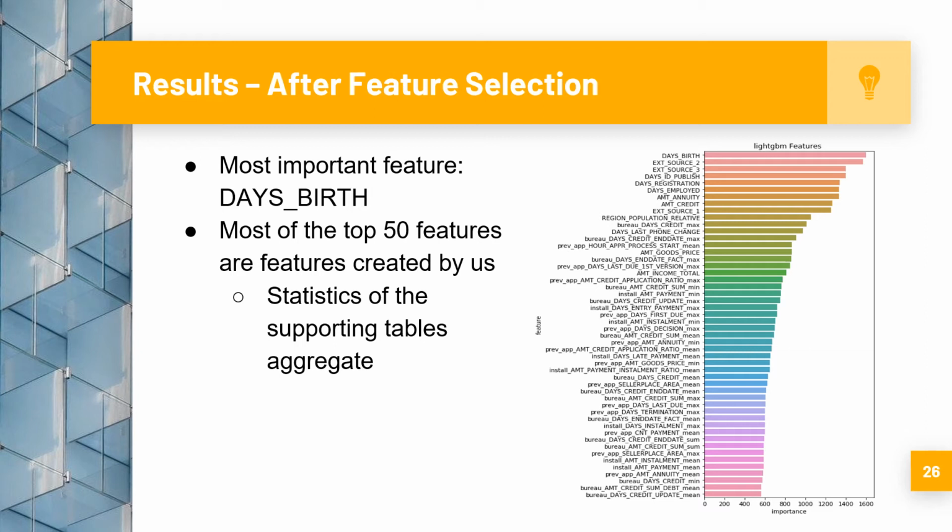The figure on the right shows the top 50 feature importances given by the LightGBM model. The most important feature is the age of the applicant in units of days. We found that most of the top 50 features are those created by us, mostly statistics of the supporting table aggregates.